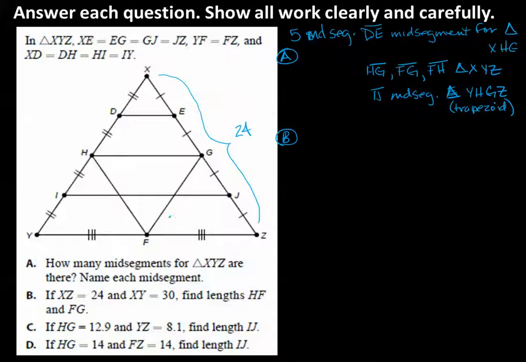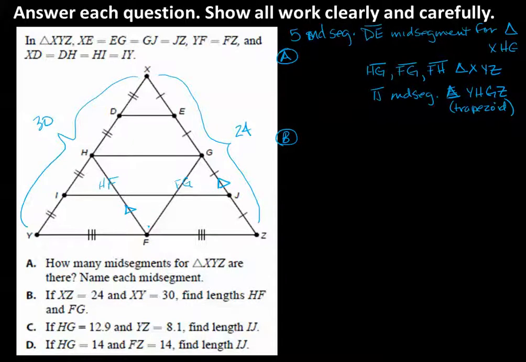And XY, which is this whole, I don't make these brackets very well going this direction. That's 30. Find the lengths of HF, that's HF right there, and FG. And here's FG. Okay. If I look, HF is parallel to this base.